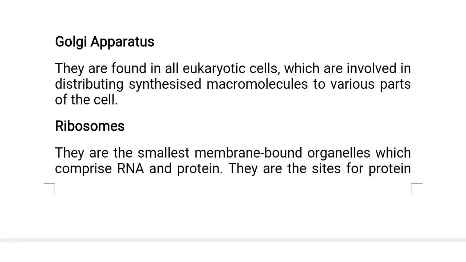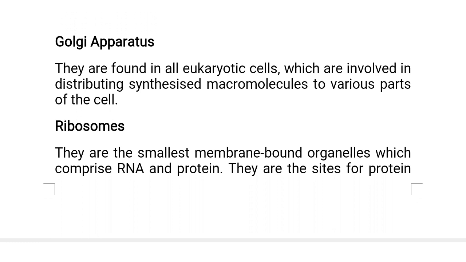We have the Golgi apparatus, also known as Golgi body. It is found in eukaryotic cells. When we say a cell is eukaryotic, it means that the cell is well defined, in the sense that the chromosome is not naked. That means the chromosome is covered by a nucleus.